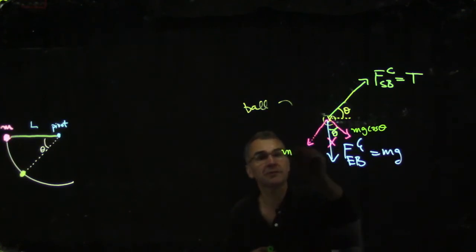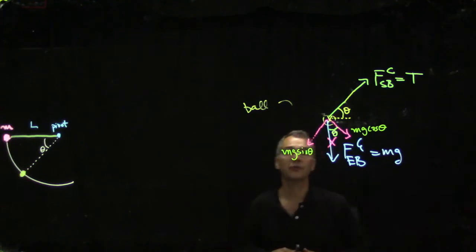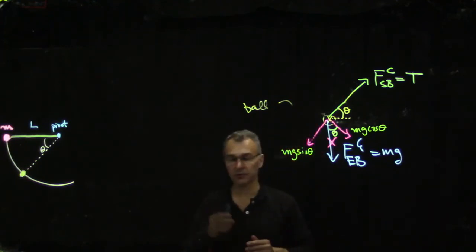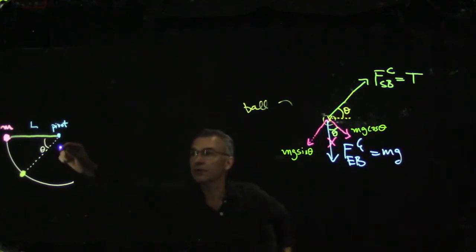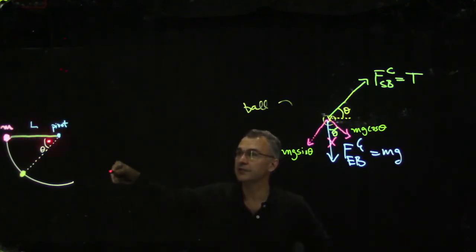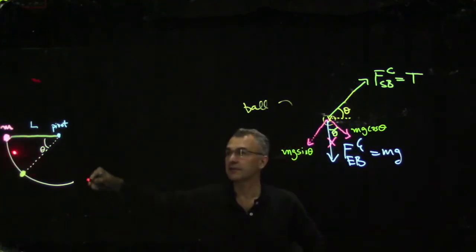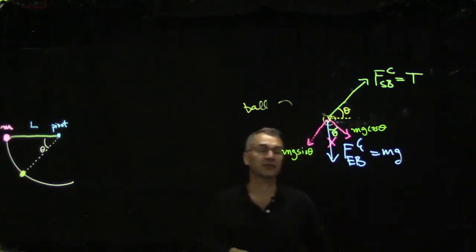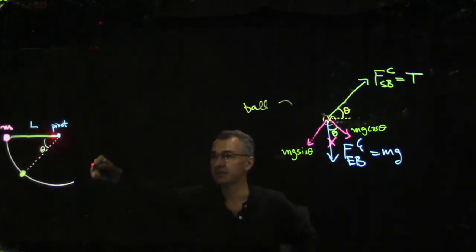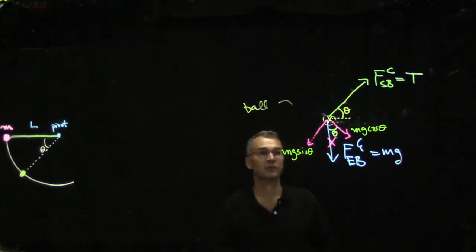This must be mg sine theta. One check on that is to notice that when theta is 0, cosine theta is 1 and sine theta is 0. So when theta is 0, the tangential component of gravity is very large and the radial component of gravity is 0. So that makes sense. And then when theta is 90 degrees, the radial component of gravity is large and the tangential part is 0. So I think we have this right.